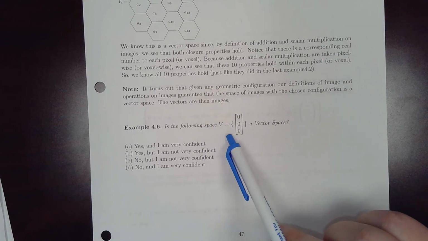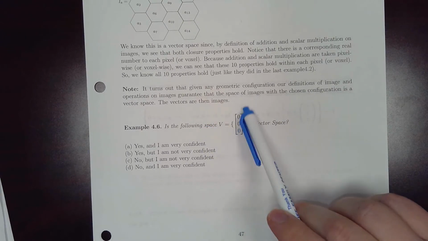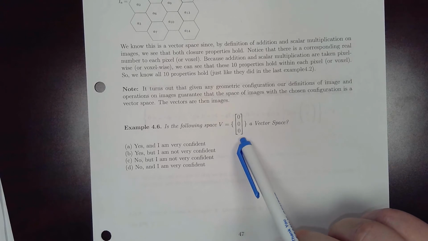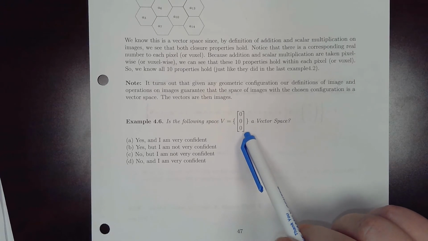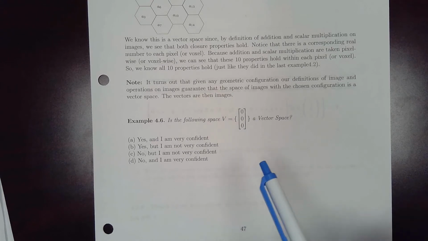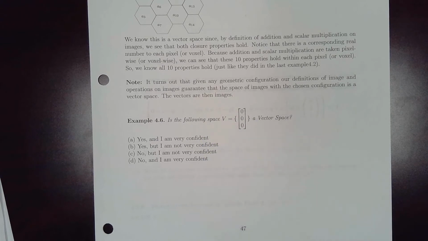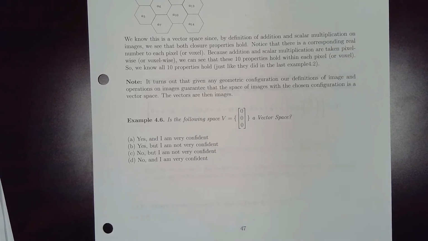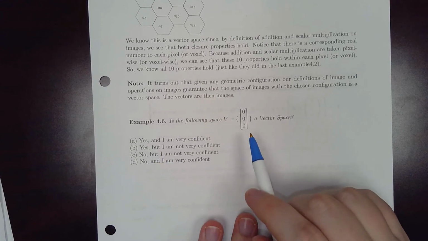Let's look at an example here. Let's say we just had this set containing just the 0 vector. We want to know whether or not this is going to be a vector space. So maybe pause the video here, think about it, and then determine how you feel. All right, you got it? Great. So let's say we want to go ahead and look at this vector space.